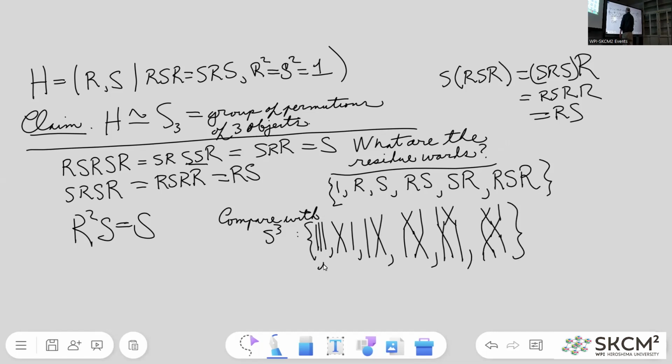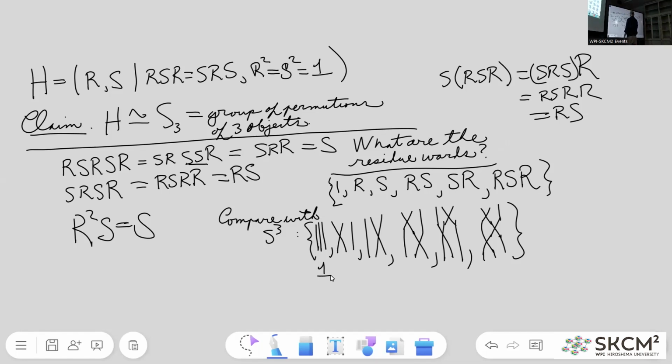And now, if you think about what these are as permutations, this is the identity. And this is 1 and 2 are interchanged. This is 2 and 3 are interchanged. This is 1 goes to 3, 2 goes to 1, 3 goes to 2, and so on. And these are all 6 permutations. And you can see that, in fact, these multiply exactly like these.